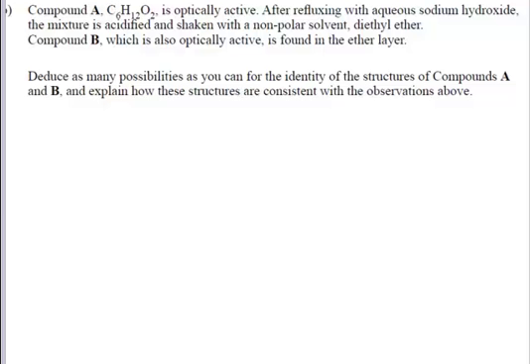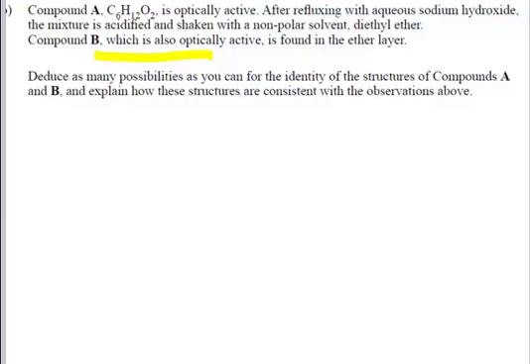Okay, now in looking at this question, we're given a molecular formula and asked to make some deductions about it based on what it does. The fact that it's optically active means that when we draw the structure we have to consider that we're going to have 4 different groups attached to a carbon, and when we do compound B here, that also has to be the case.